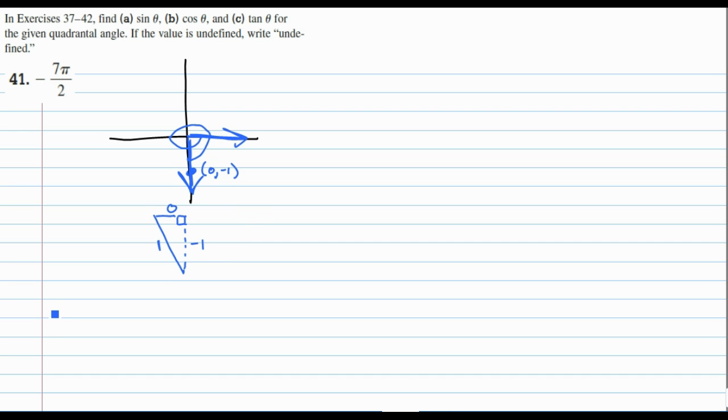So to find A, the sine of theta, that's going to be opposite over hypotenuse, so negative 1. B, the cosine of theta, will be adjacent over hypotenuse, so that's going to be 0. And C, the tangent of theta, is going to be opposite over adjacent. So, oh, that's negative 1 over 0, undefined.